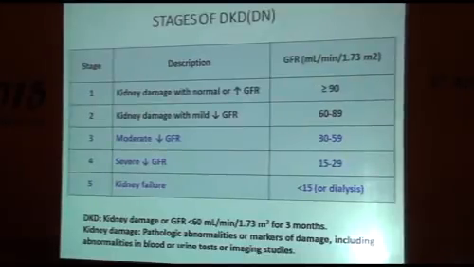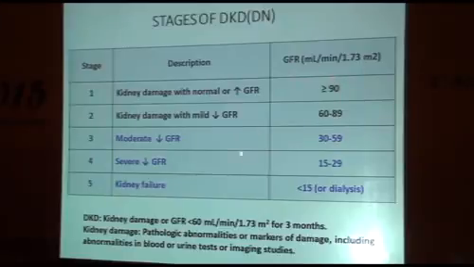If you see the stages of diabetic kidney disease, when you say diabetic kidney disease, it refers to kidney disease in a diabetic. A person can have diabetes and also a non-diabetic kidney disease, so that doesn't come under diabetic kidney disease. The stages can be divided into 5 stages.